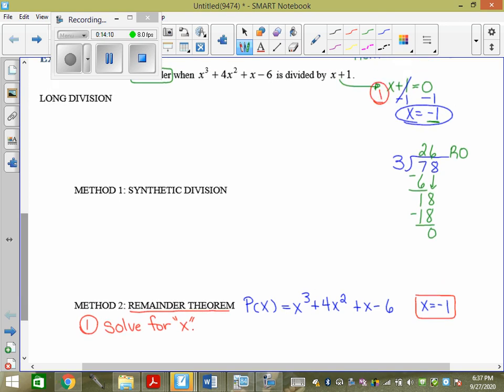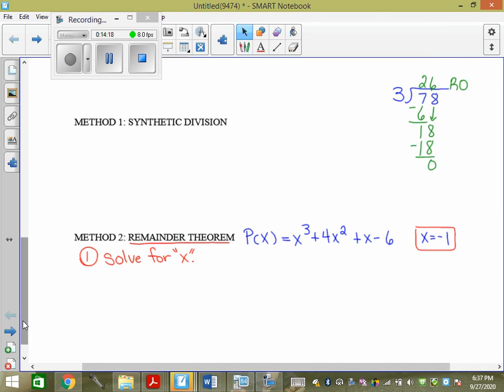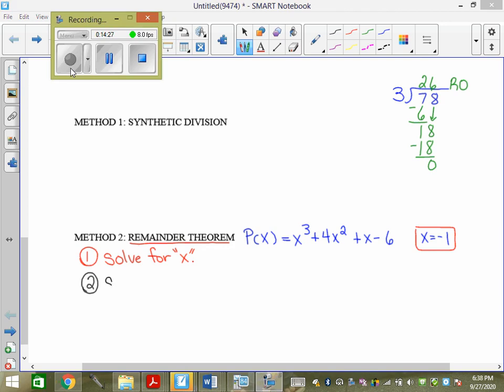I set my factor equal to 0, and I solve for x. There, up there, step 1. So I'm going to label it step 1. So step 1 is solve for x. Step 2 is substitute x equals whatever you solved for into the polynomial.